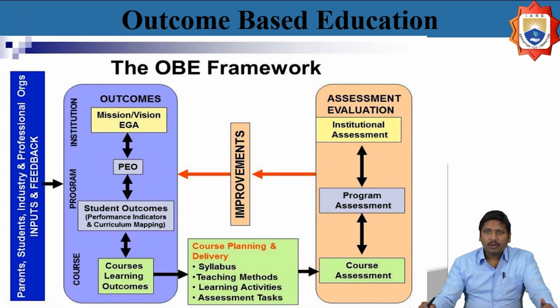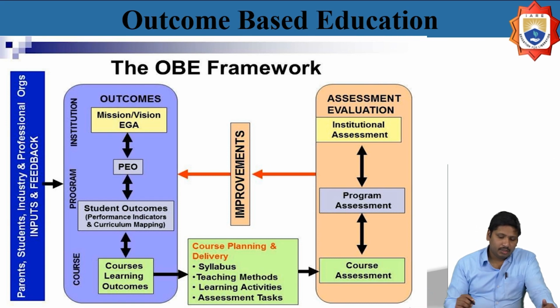So next we are going to see what the OBE framework should be. This OBE should be divided into different modules. So who has to define the outcomes, who has to define the COs and POs, and how the improvements can be done. So we will look at this. Normally the parents and students, industry and professional organizations are able to provide the inputs and the feedback. So these outcomes are going to be divided into different sections.